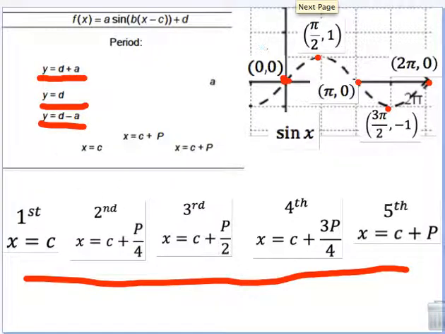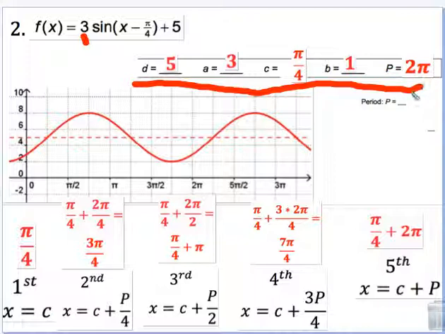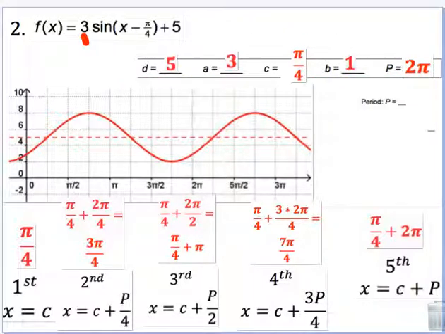So let's go ahead and work on problem number 2 on the worksheet. When you have your formulas, this is your A value, your B value would be 1, this is your C value, and your D value. Notice these are not in alphabetical order. These are the order that you should plot the points or figure out on your graph. This is the transformation order. So the first thing you want to do is find your sinusoidal line. That's this middle dotted line right here.